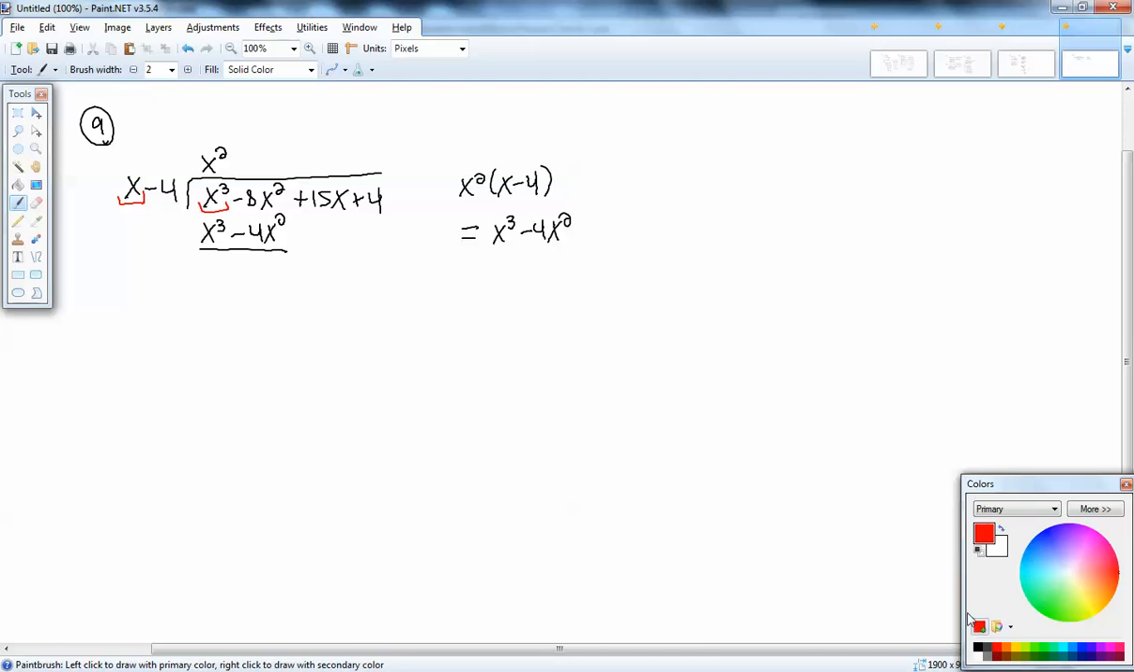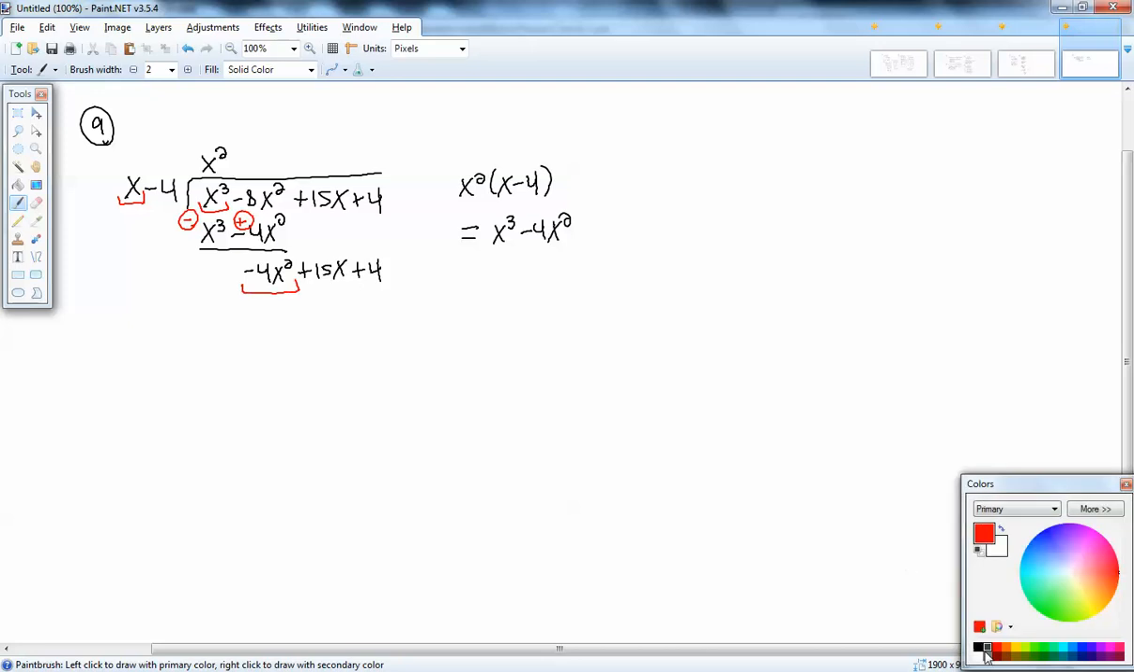Now we're going to subtract that line, which means flip signs. So this becomes negative, this becomes positive. X to the third minus x to the third drops away. Negative 8x squared plus 4x squared gives us negative 4x squared. And then I'll bring down everything else. And then we repeat the process.